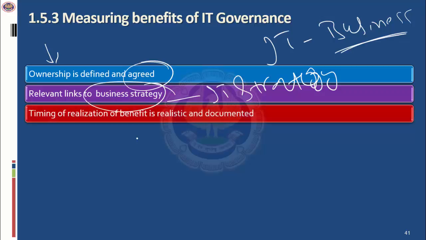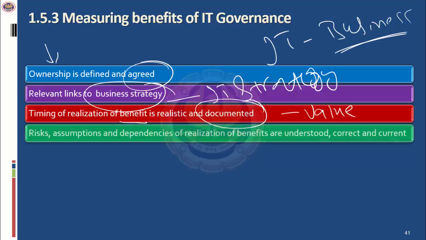There is also the realization of benefits. Now, if you remember, we talked about the value. So when you are investing in IT, you want to ensure business value from the IT, and there is a process which documents how they're going to achieve it, and these are realistic in nature. You also know that IT results in new types of risk.